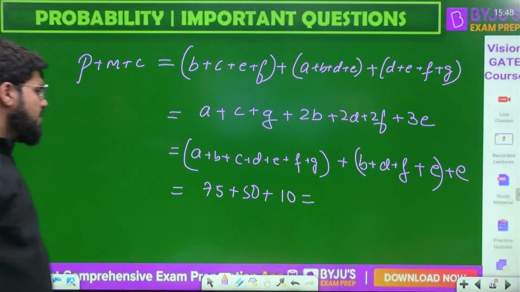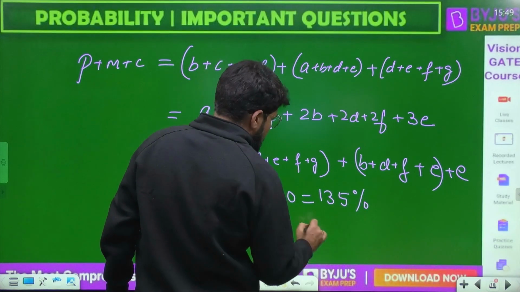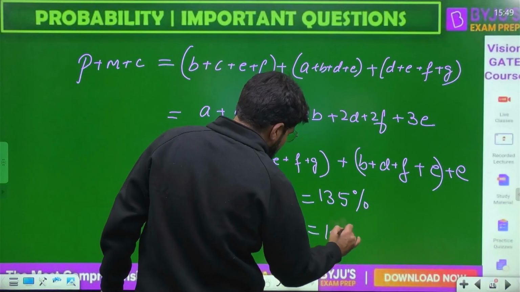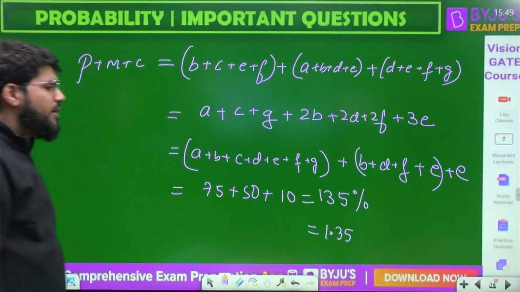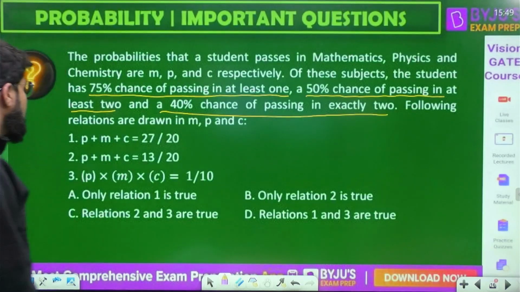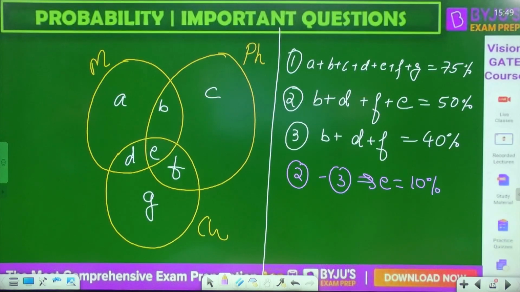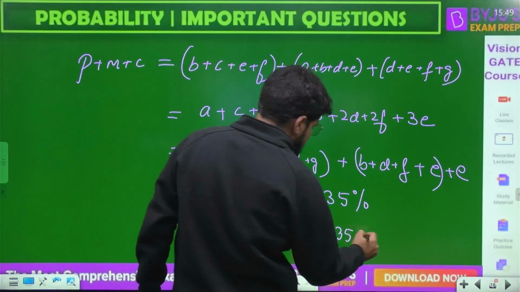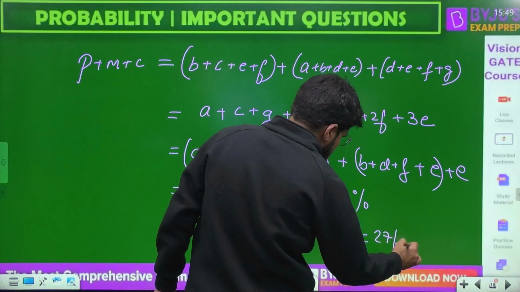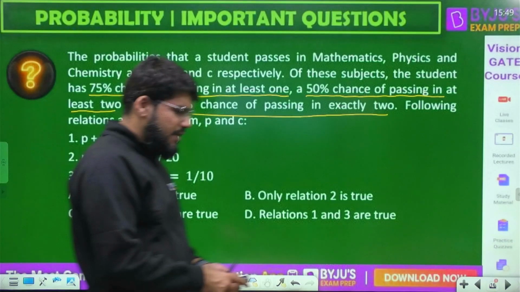Okay, so ये कितना हो गया, 135 percentage. Or if you want absolute form, that is 1.35. 1.35, that is the answer. Now they have given 27/20. हाँ देखो ये relation आ जाएगा ना. 27/20 correct है. That is the correct answer.